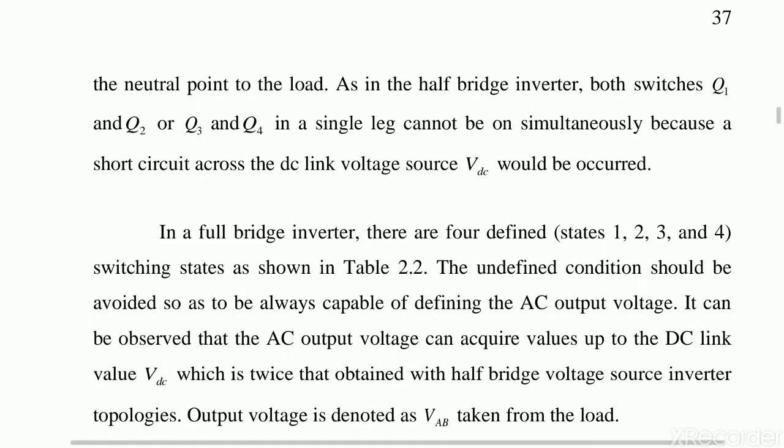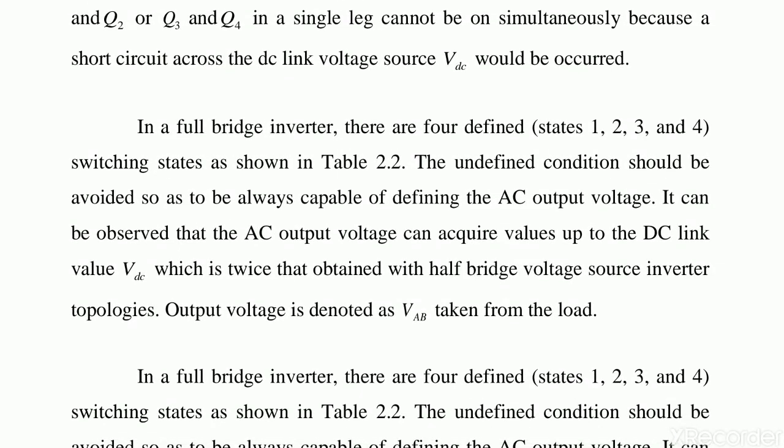So in the full bridge inverter, there are four defined states, that is states 1, 2, 3 and 4. These are nothing but the switching states. These are shown in the figure. Also you can see them in the table, I will show you. The undefined condition should be avoided so as to be always capable of defining the AC output voltage.